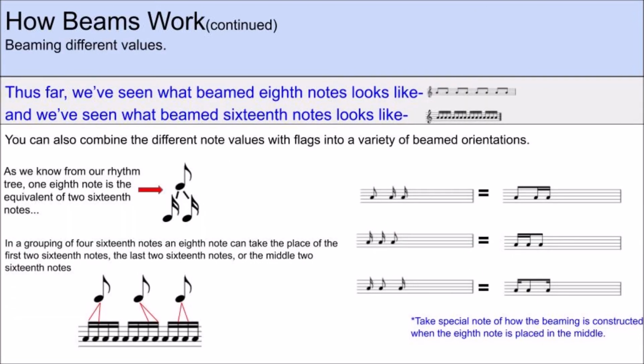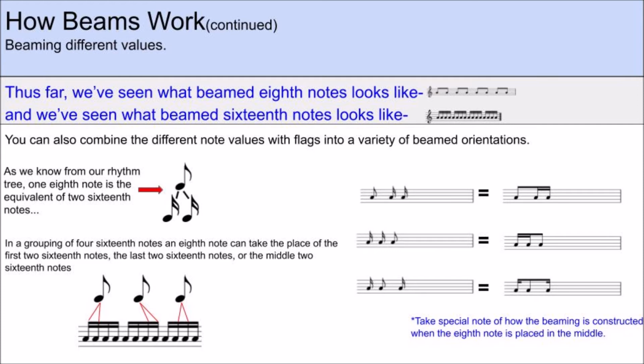You should now have an understanding of how 8th notes get beamed and how 16th notes get beamed. But what is now important to understand is that you can beam together notes of different values, meaning you can connect an 8th note and a 16th note with a beam. If there are 4 16th notes in a pulse, then you can fit an 8th note in there.